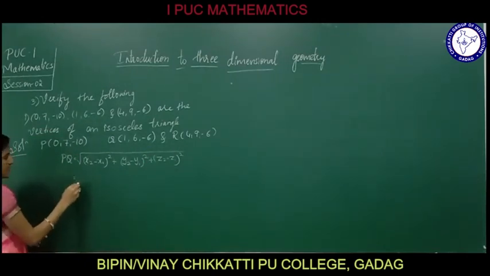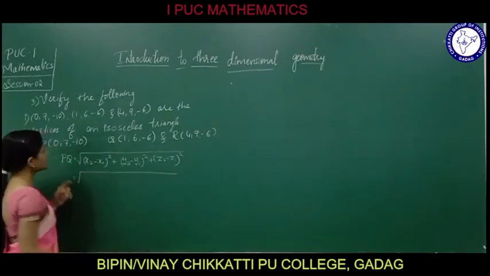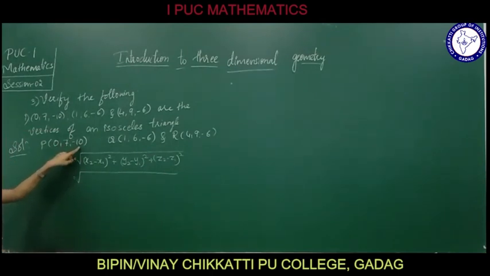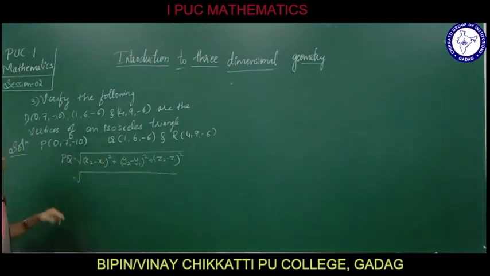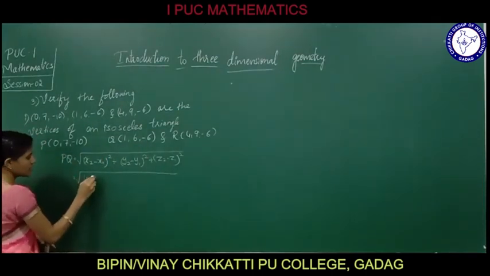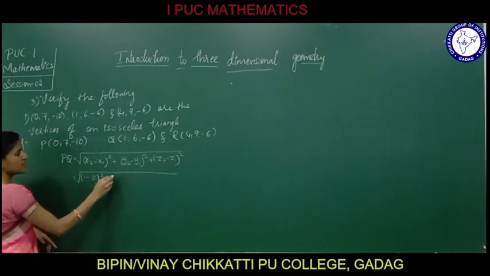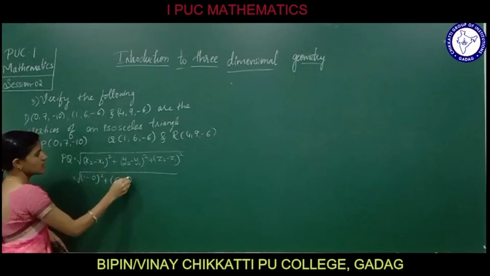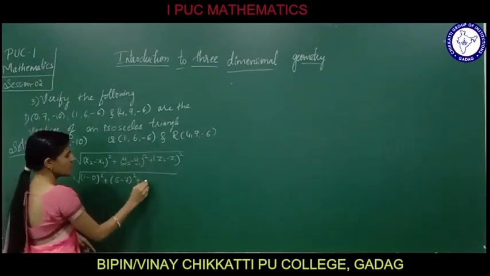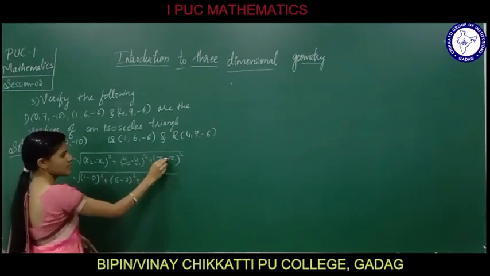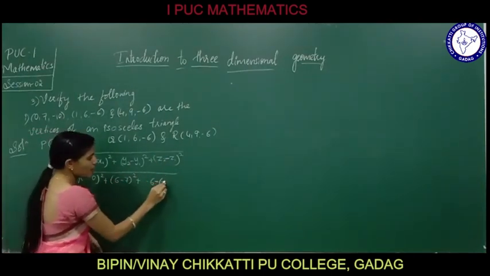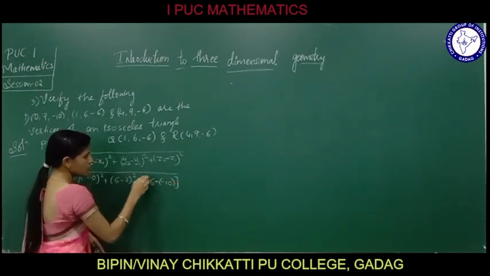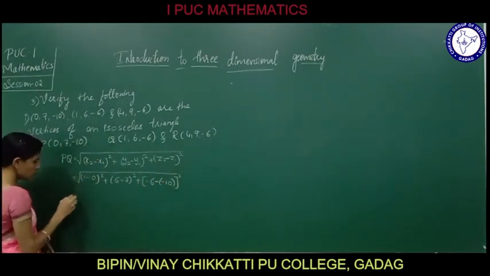How are you going to find that? Root of, let this be x1, y1, z1 and let this be x2, y2 and z2. What is x2? We have (1 minus 0) square plus here 6 minus 7 whole square plus z2 is minus 6, I have here minus sign, which I am going to write as minus, then I have here minus 10. It's whole square.